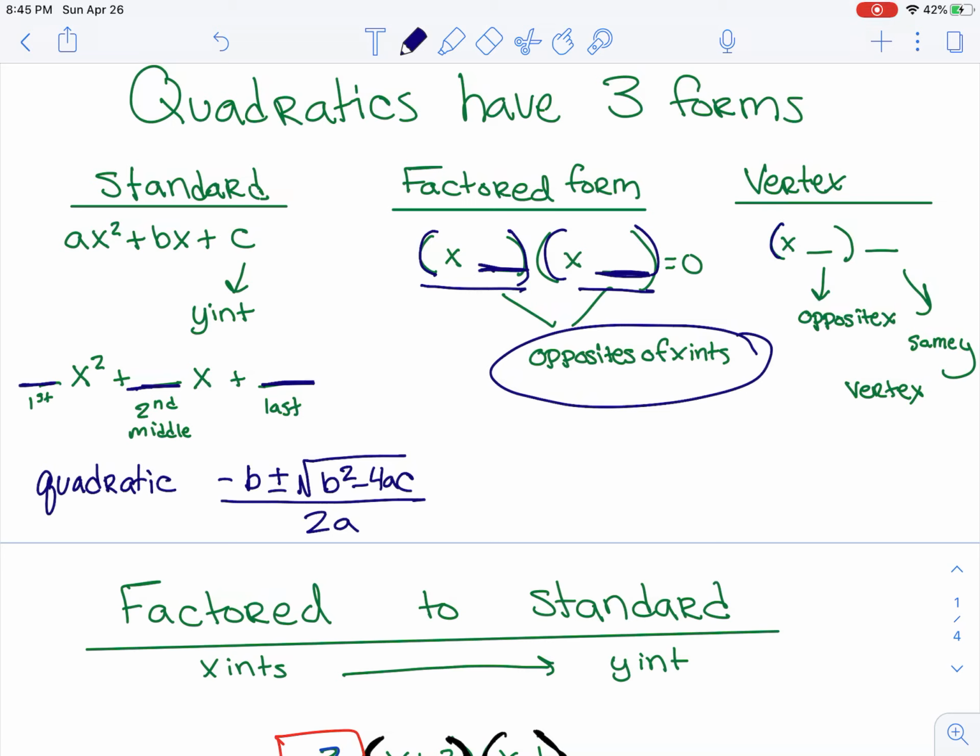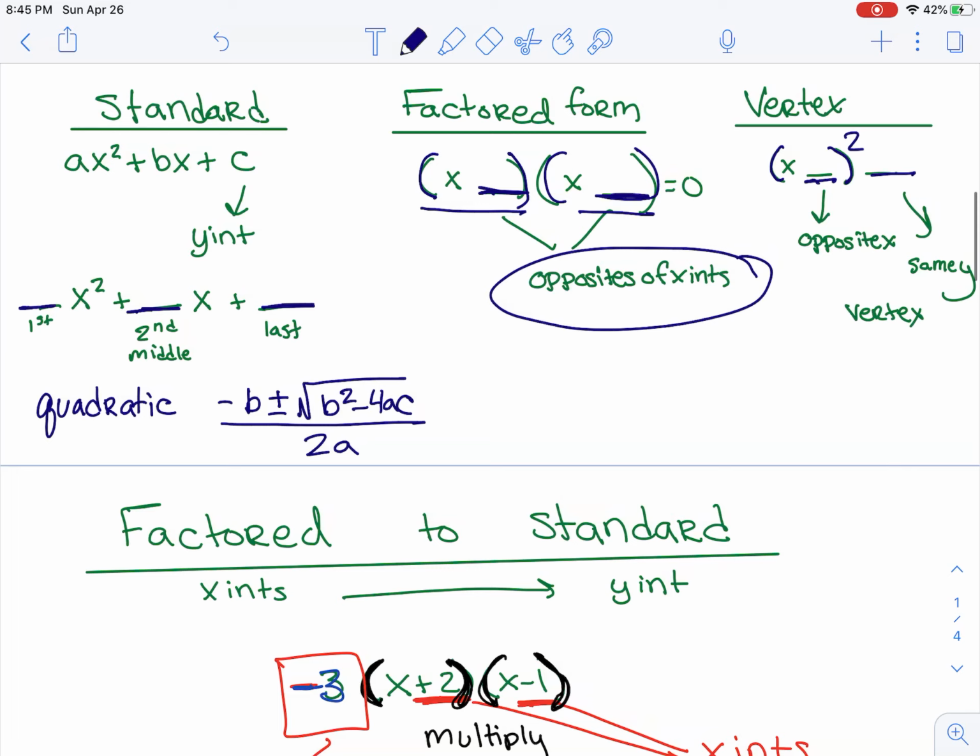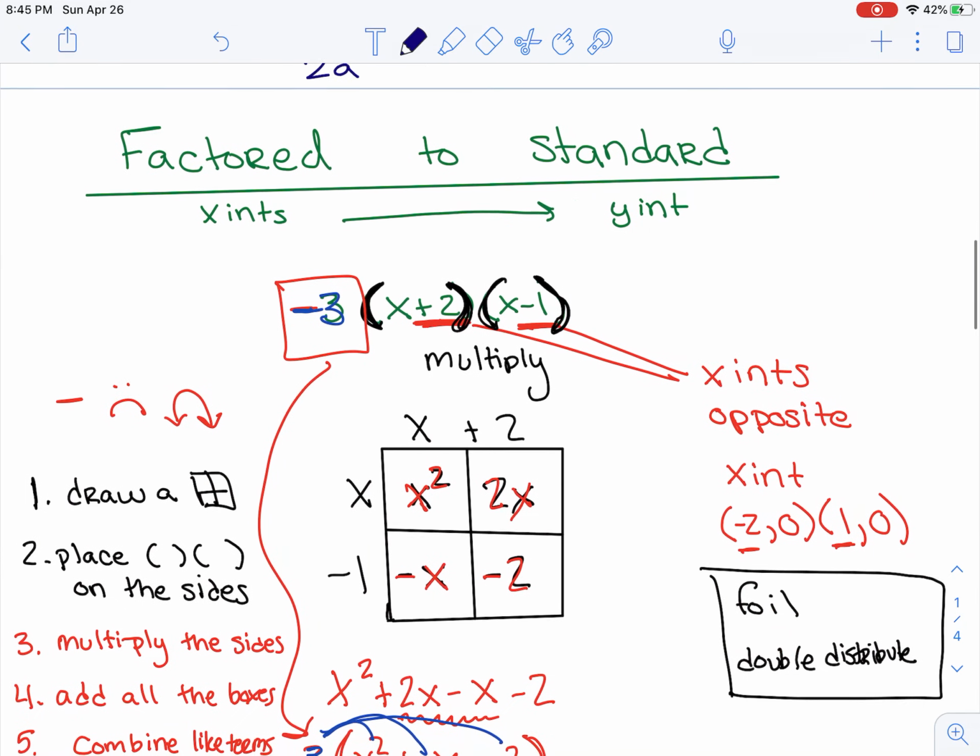Then there's the vertex form, which has the 1 parenthesis, has a squared, and it has the opposite x and the same y. We'll circle back to vertex form. That's what we started with distance learning, but we haven't done a lot with that in the last 3 weeks.